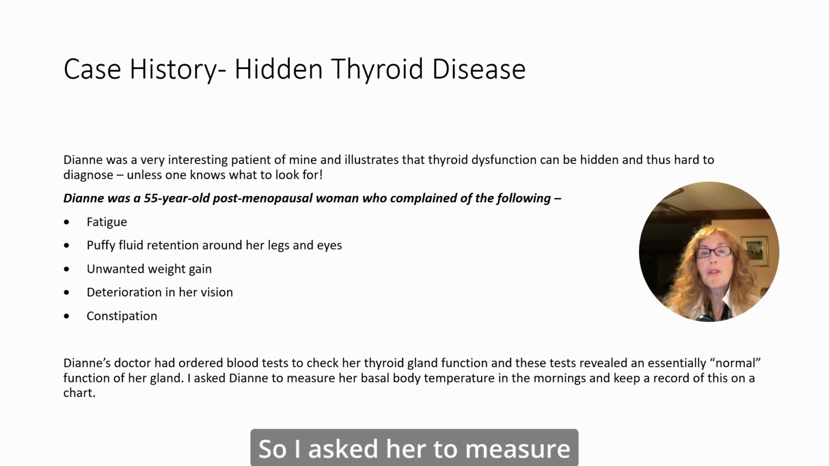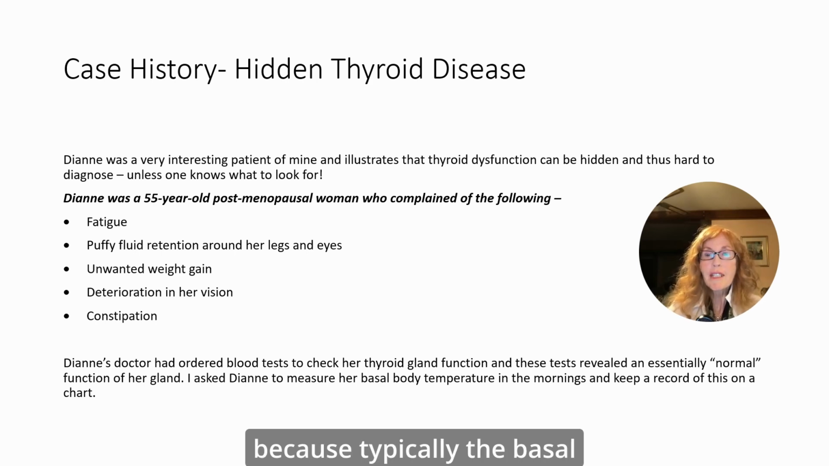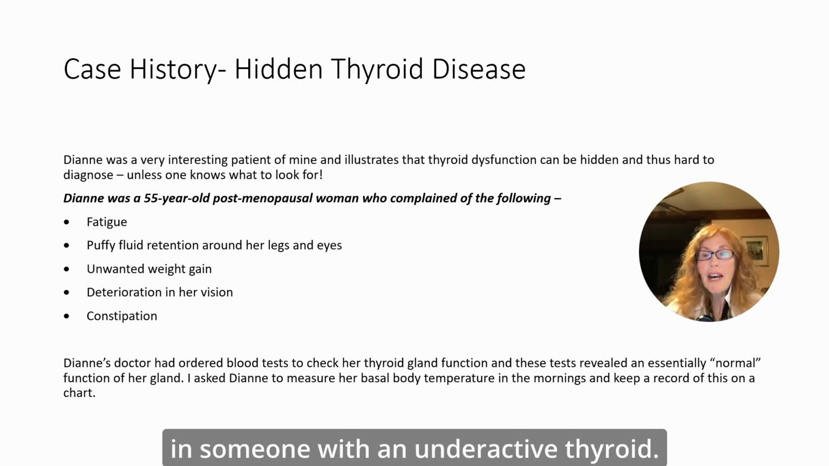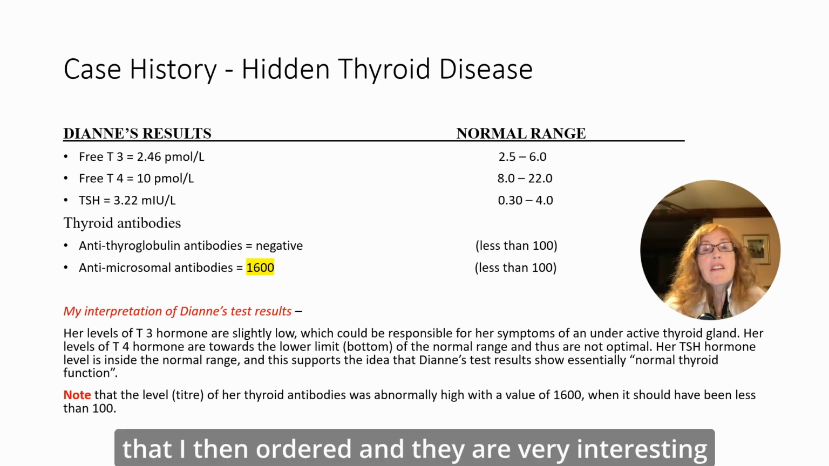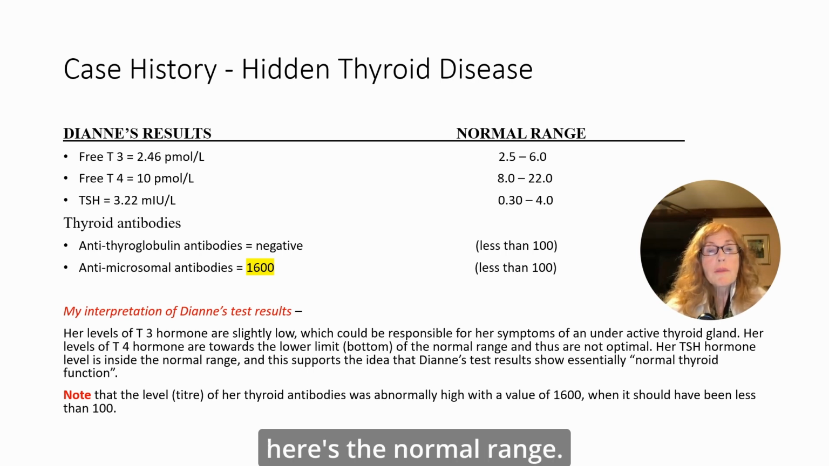So I asked her to measure her basal body temperature in the mornings and keep a record of this, because typically the basal body temperature will be too low in someone with an underactive thyroid. Now, here is a copy of the results that I then ordered, and they are very interesting because they show the cause of why her thyroid is sluggish. So here's her results, and here's the normal range.